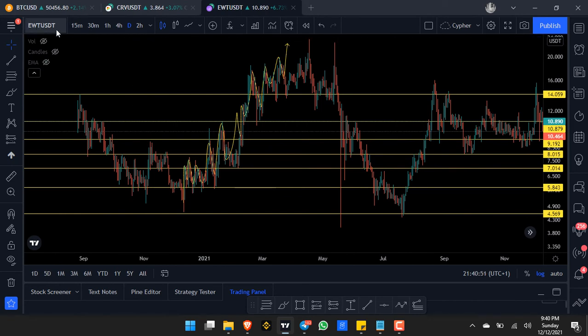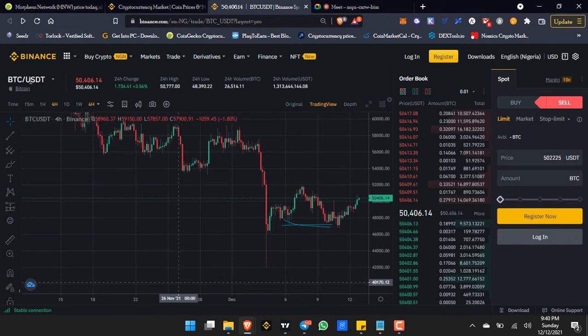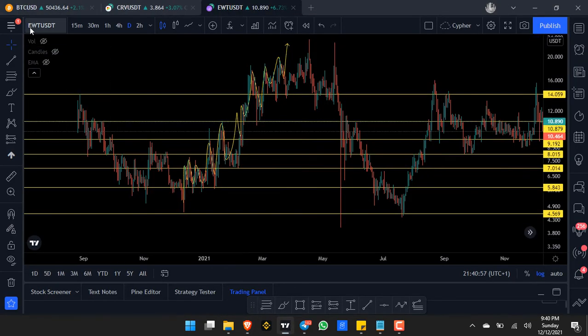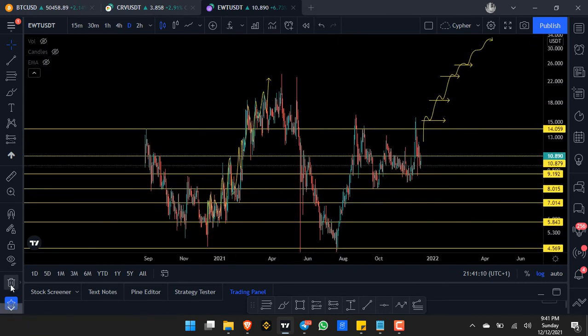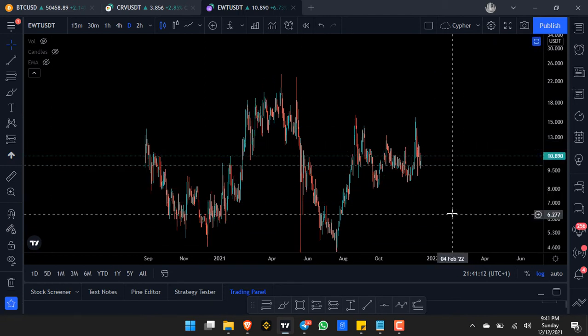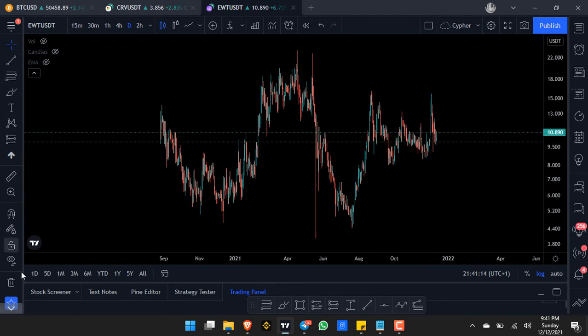Now this is the pair, just as you have on the Binance platform, you have it here as the pair. It's the same thing here. So you have the time frame, you have the different types of candles. This is the toolbar, right? If I want to clear this entire chart, to reset it to the way it was before I came, I just use this delete here. Everything will disappear.